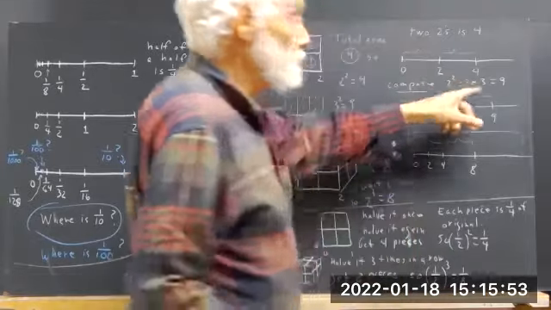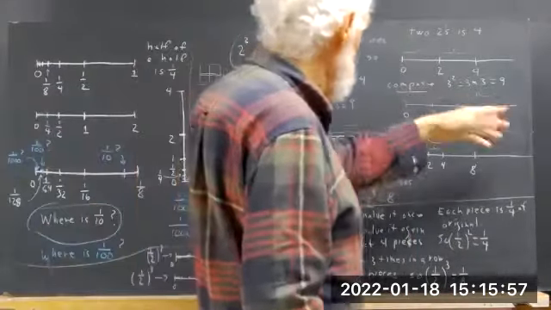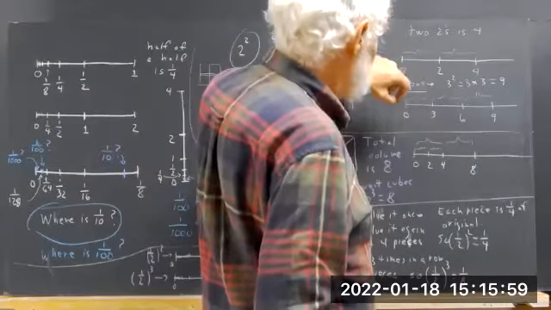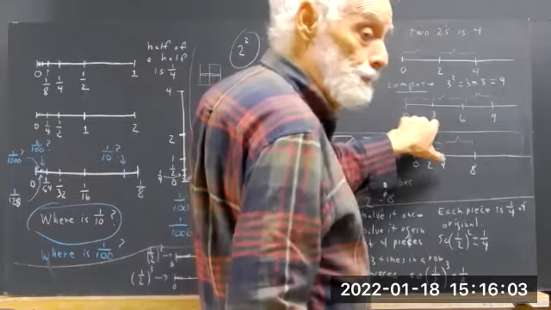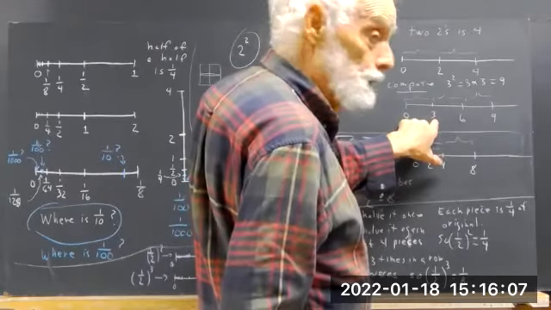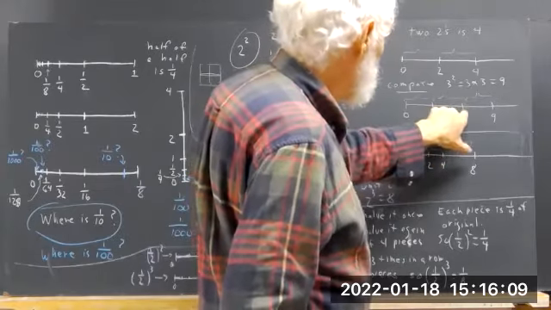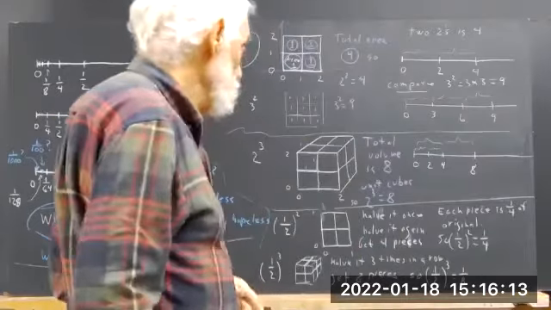Compare 3 squared, which is 3 times 3. Well, again, we have a different scale down here. But here's 3. We need 3 of those. 3 times 3, 3 threes. So we need another one and another one. That makes up 9. There's a picture of 3 squared.